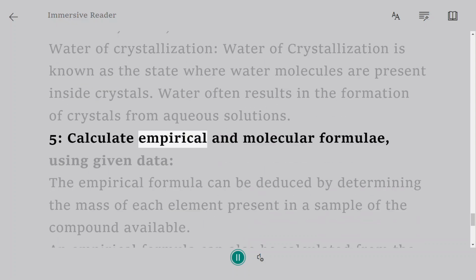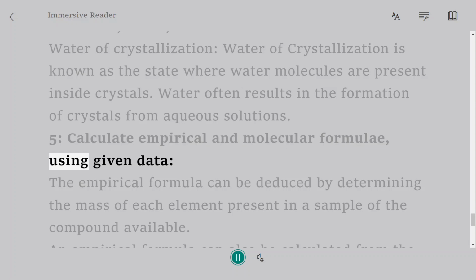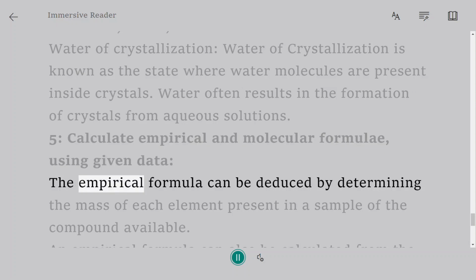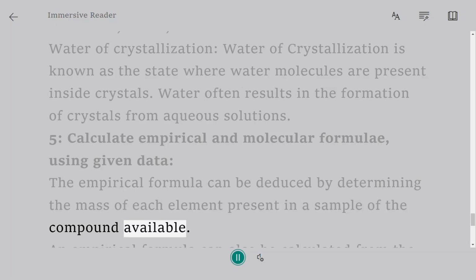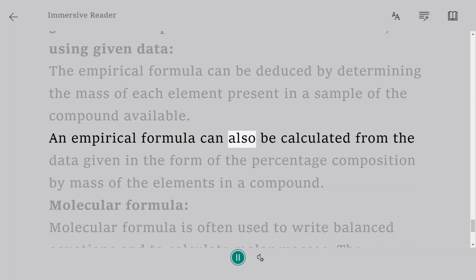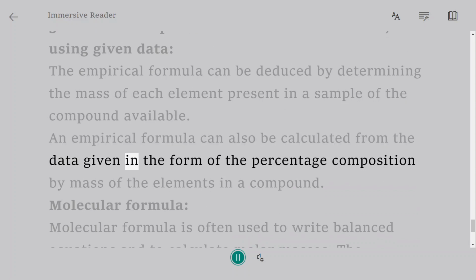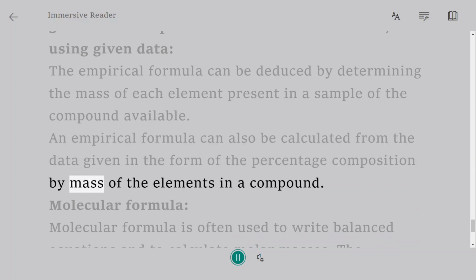5. Calculate empirical and molecular formulae using given data. The empirical formula can be deduced by determining the mass of each element present in a sample of the compound available. An empirical formula can also be calculated from data given in the form of the percentage composition by mass of the elements in a compound.